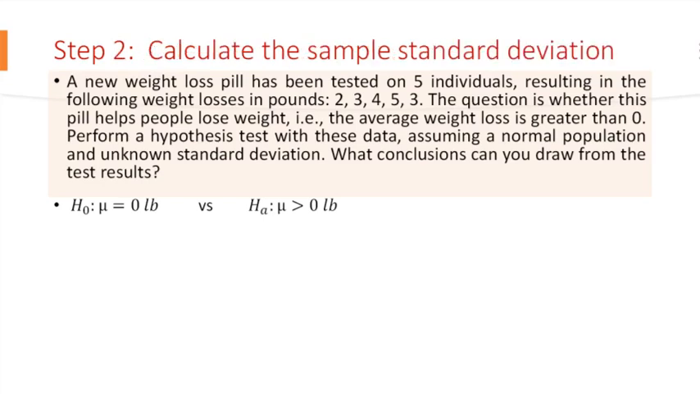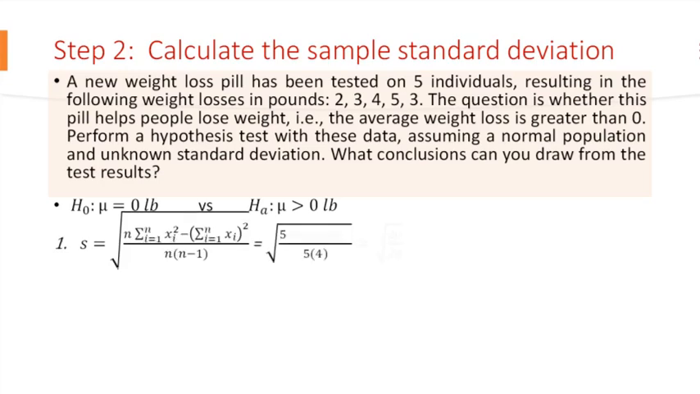Step 2. Calculate the sample standard deviation. Copy from the formula sheet. You have s equals the square root of the quantity n times the sum of xi squared minus the quantity sum of xi, whole squared, all divided by the product of n and n minus 1. n is equal to 5. The sum of xi squared is 63. The sum of xi is 17. So, we have the square root of 26 over 20. And the answer is 1.1402.